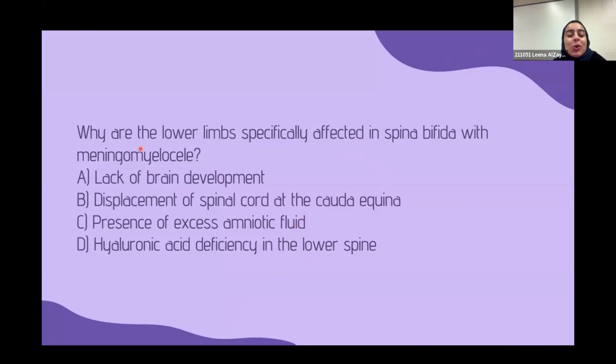I'll say it. Why are the lower limbs specifically affected in spina bifida with meningomyelocele? Because meningomyelocele involves both the dura and the nerves. So it's the spinal cord and the cauda equina, which is the nerves at the end. The lack of brain development is not involved in spina bifida with meningomyelocele, because the brain is for other diseases, not specifically spina bifida, spina from the word spinal cord. Presence of excess amniotic fluid, no. Hyaluronic acid deficiency in the lower spine, no. Okay, so the answer is B.